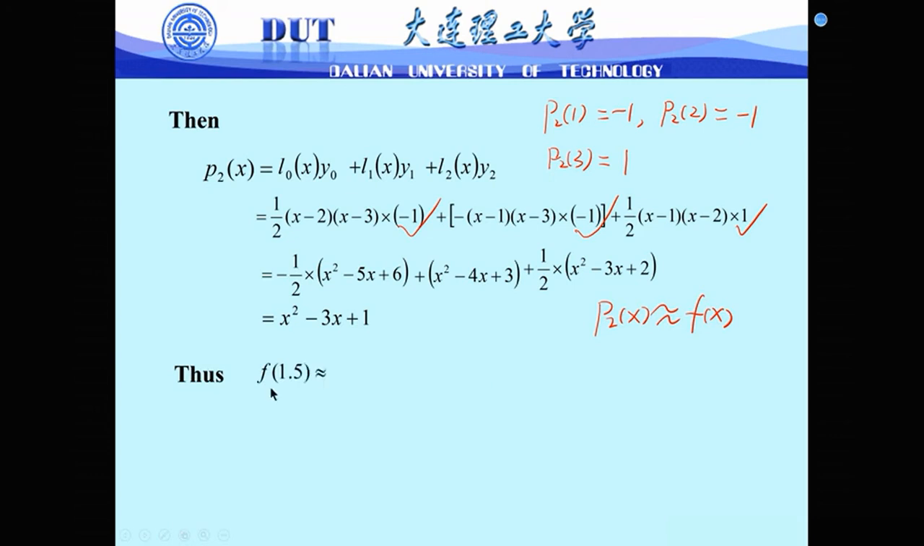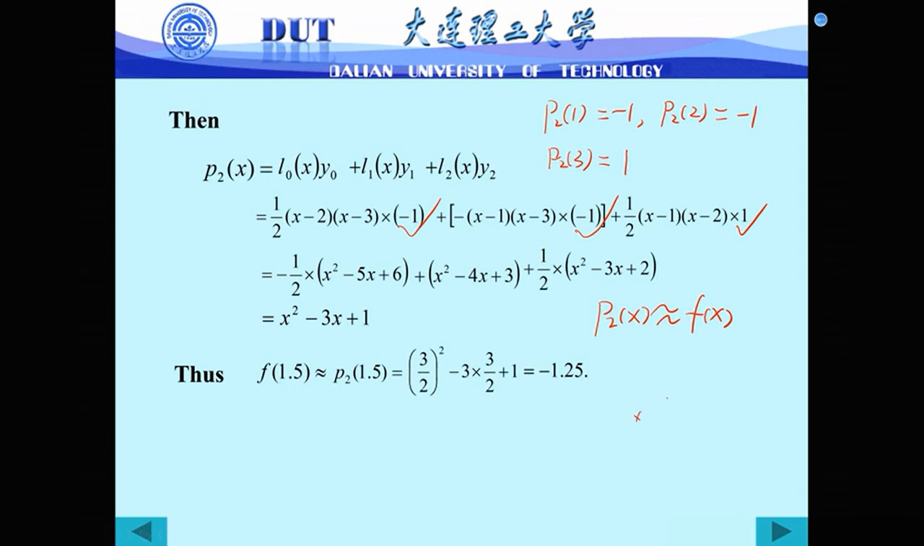Now, if we want to find the approximate value of f at 1.5, because we know the sample function P2, we can directly compute P2 at 1.5. That means (3/2) squared minus 3 multiply 3/2, plus 1. Then you can obtain the answer, which is minus 1.25. That means we can use this value to approximate the unknown value. It's okay? So this is interpolation approximation.